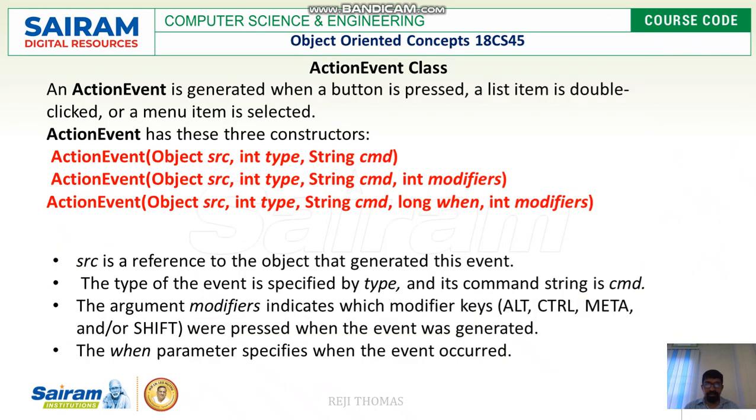If you take action event, it has three constructors. One takes three parameters: one of type object, next an integer, and third a string. The next one has four parameters, and the last one has five parameters. Let me repeat: action event is generated when a button is pressed, a list item is double clicked, or a menu item gets selected. Based on our requirement, we can make use of any of these constructors.